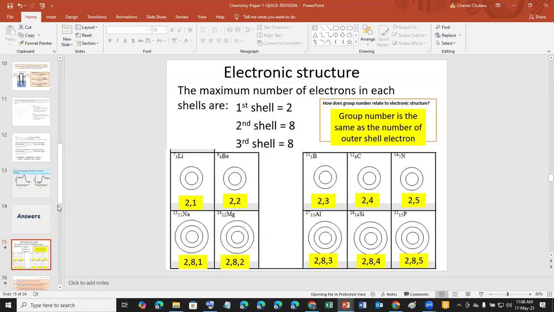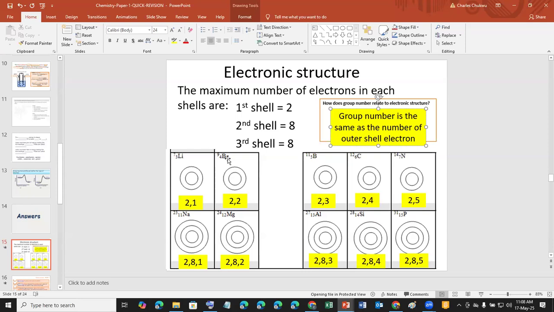Okay, so these are the answers for the ones that had questions. I think we've alluded to this, that the group number is the same as the number of outer shell electrons. Look at it there. Lithium and sodium both have one electron in their outermost shell, which they are very willing to give off. That's the reason why they're in group 1.